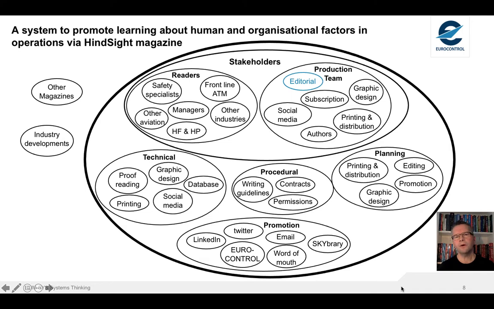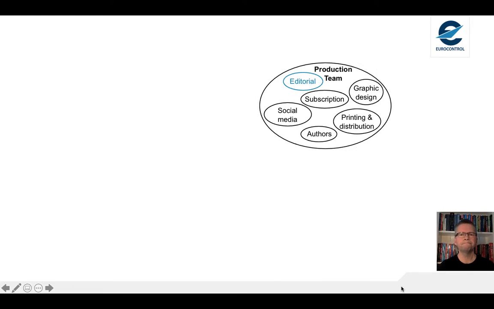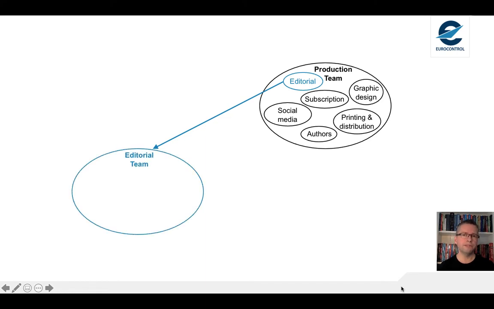I'm going to focus now on the editorial team because, particularly from my role as editor-in-chief, I need to know who's in that team, who's participating in that. So I'm going to expand that into another set of blobs, if you like, within the editorial team. So there's the editor-in-chief, which is myself, and then there's the copy editor, which is a role that increasingly doesn't exist so much in magazine production, and in this case, both of these are myself.